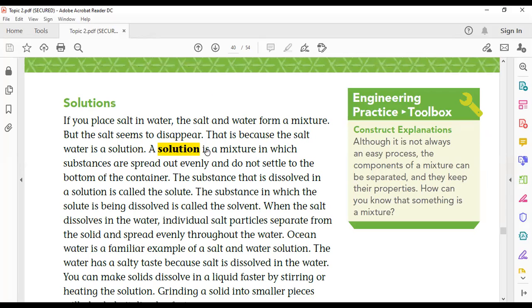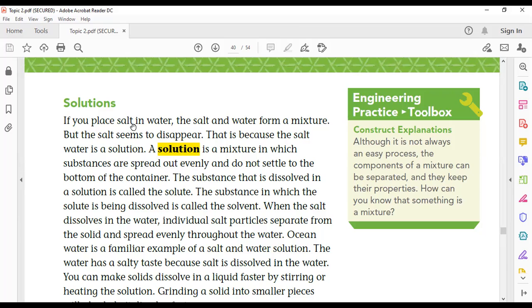It's a mixture in which substances are spread out evenly and do not settle to the bottom of the container. When you dissolve sugar in water and you mix them, the sugar does not settle to the bottom of the container. So a solution is a mixture, but the substances are spread out evenly and do not settle to the bottom of the container.